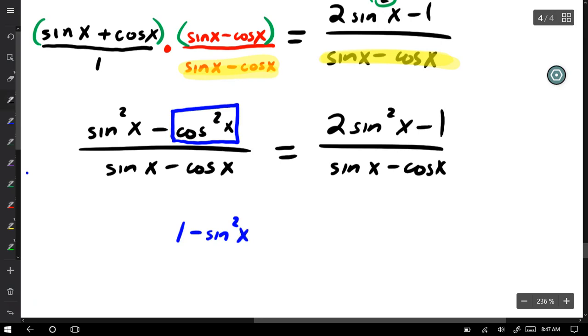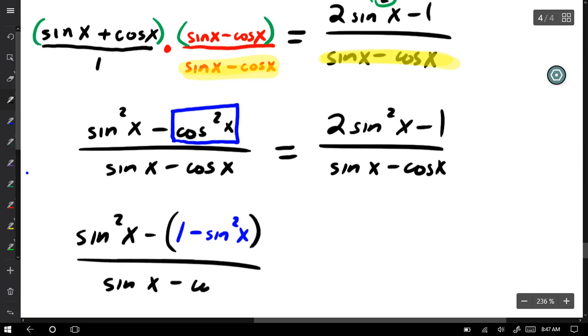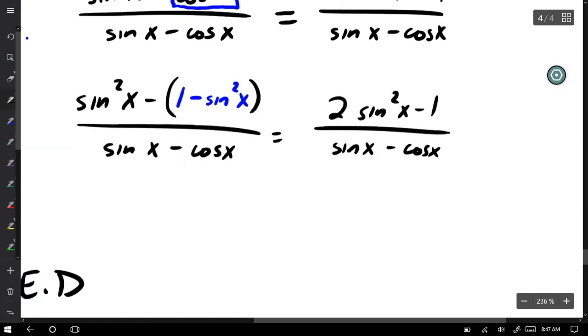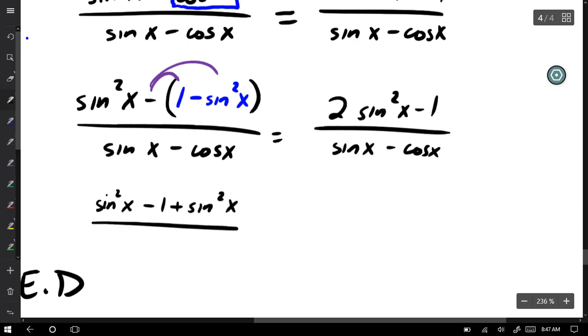And because it's an object, I'm going to put it in parentheses, and I'm going to keep that sine squared of x on the left. Keep my denominator, and let's see what happens. It equals the right-hand side, 2 sine squared of x minus 1 over sine of x minus cosine of x. Well, I distribute the top. So I'm going to have sine squared of x minus 1 plus sine squared of x over sine of x minus cosine of x equals that right-hand side.